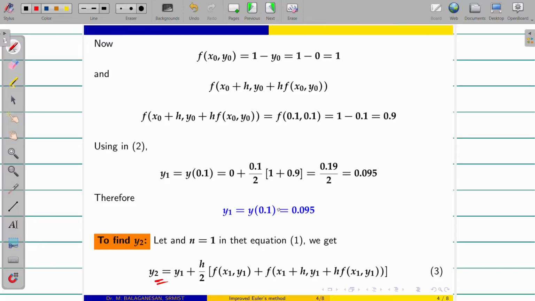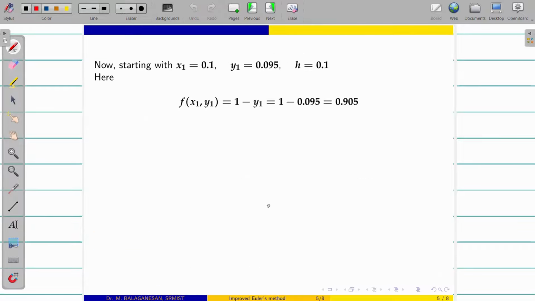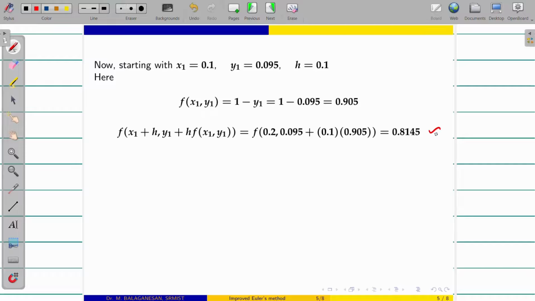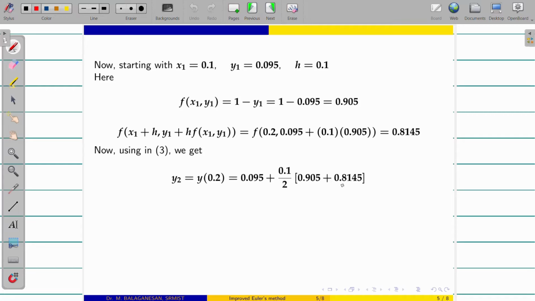So just before, we found y1. This is the y1 value, this is the x1 value. At x1 equal to 0.1, we found the value of y1. Substitute it again. So find the first f of x comma y value, next the f of x and yn value, and then substitute in the equation. We will get the answer.